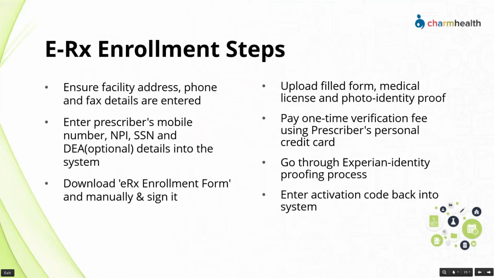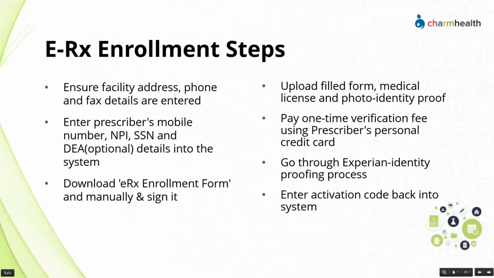For this enrollment step, you'll ensure that the facility details and phone and fax are entered into the facility details. That's under settings, facility list. You can navigate to that facility, click the 3 dots, and select edit. In the prescriber's profile, you'll need the NPI, Social Security, DEA. That's really only for the controlled substances, but it doesn't hurt for the regular one.